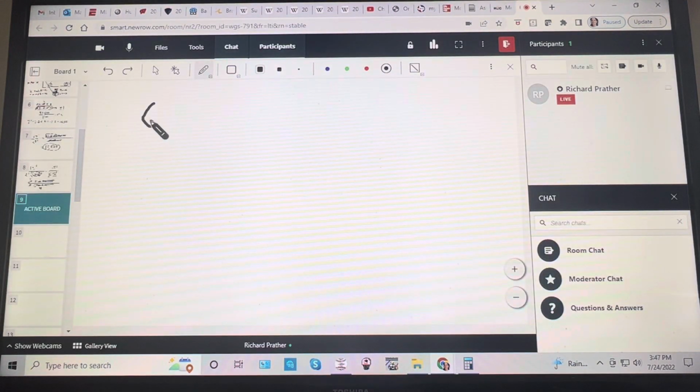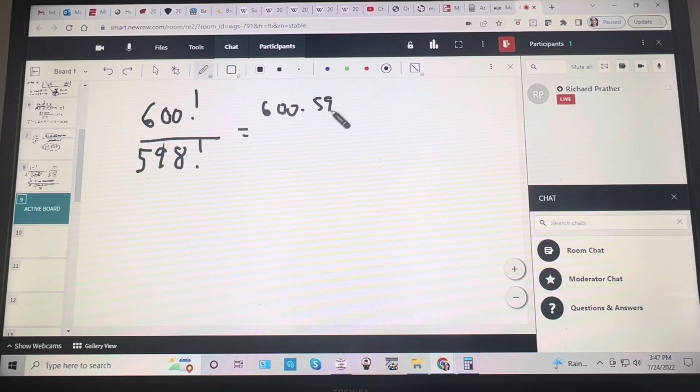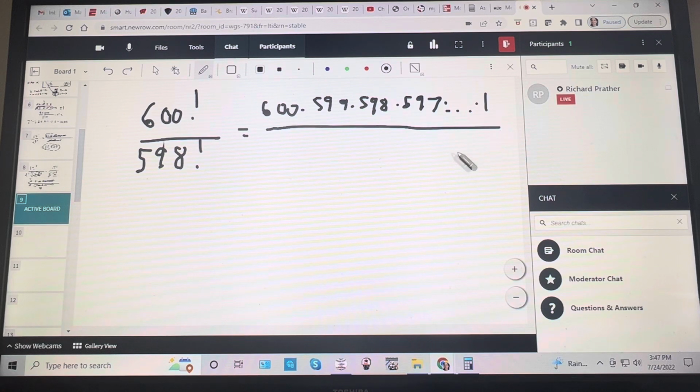Most of it cancels. Luckily, otherwise we'd be here all day. 600 factorial divided by 598 factorial. 600 factorial is 600 times 599 times 598 times 597 all the way down to 1, which is a long, long, long way down to 1. There's 600 numbers there. It would be hard to just write that out without even calculating it. It would run off the paper after a while.